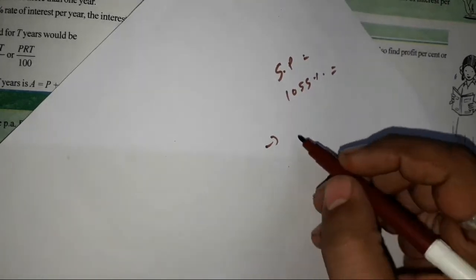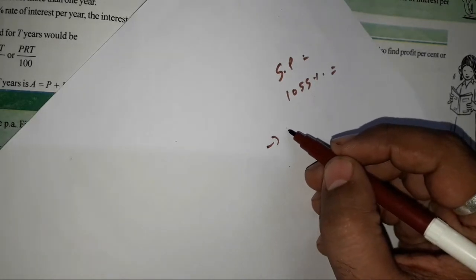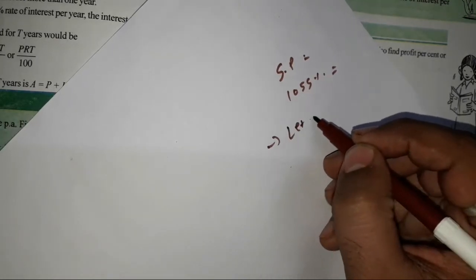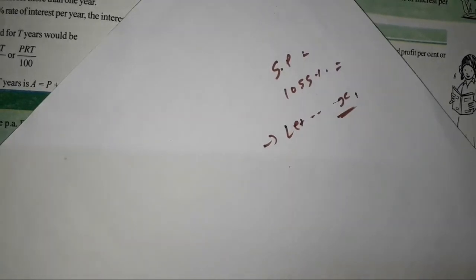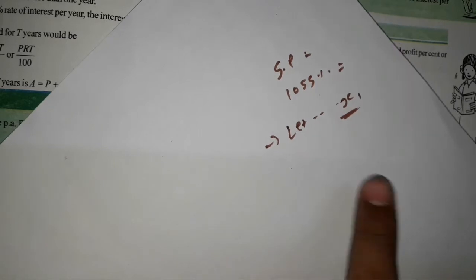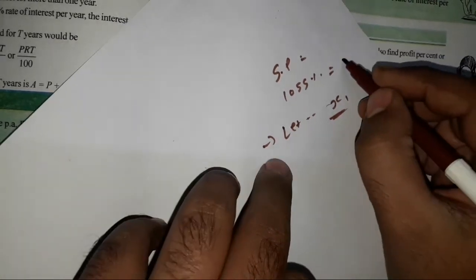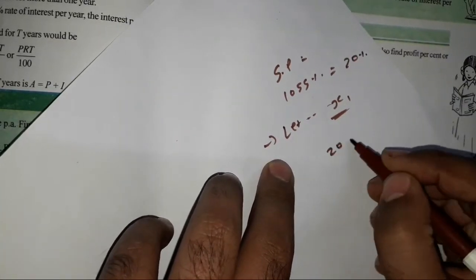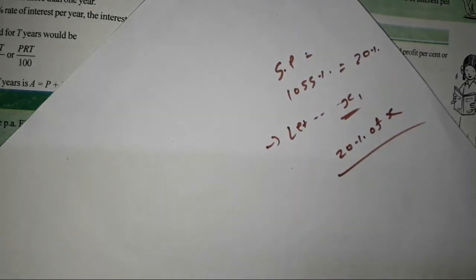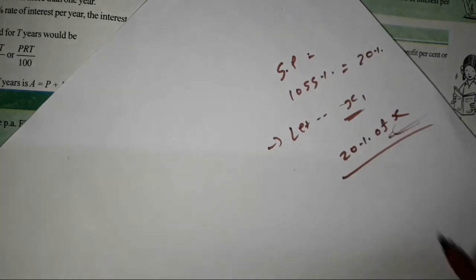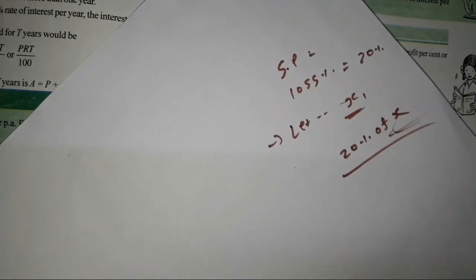So for that, whenever a quantity is not given, what we do in maths is assume it. Let the cost price be x. Now if the loss is 20%, I can write it as 20% of x, because whatever the loss is, it is on the cost price, and the cost price we have assumed to be x.